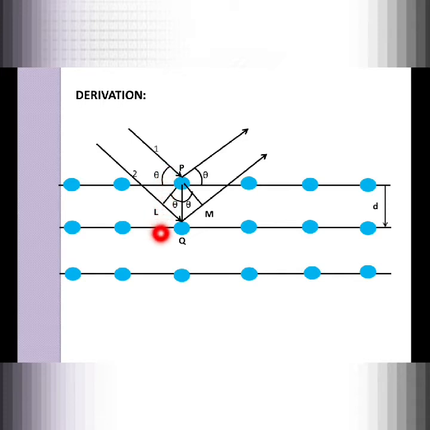Another point is that diffraction is the consequence of constructive interference. This is a very important thing. Now let's draw for the calculation of the path difference.